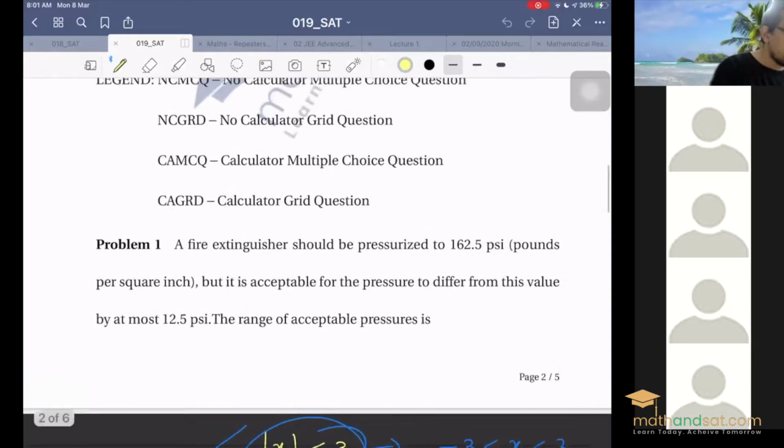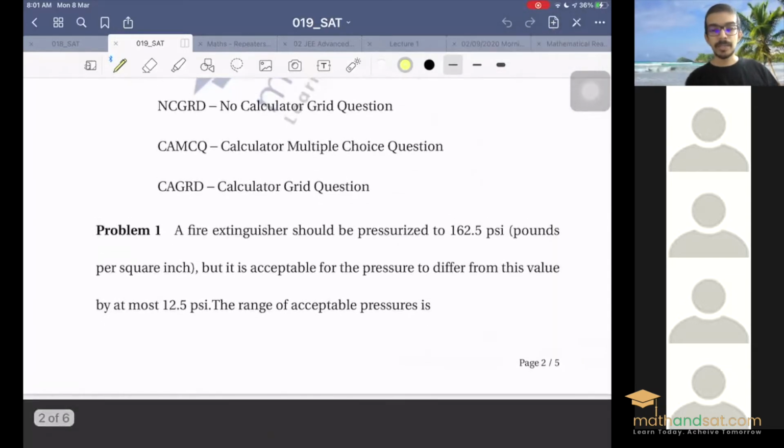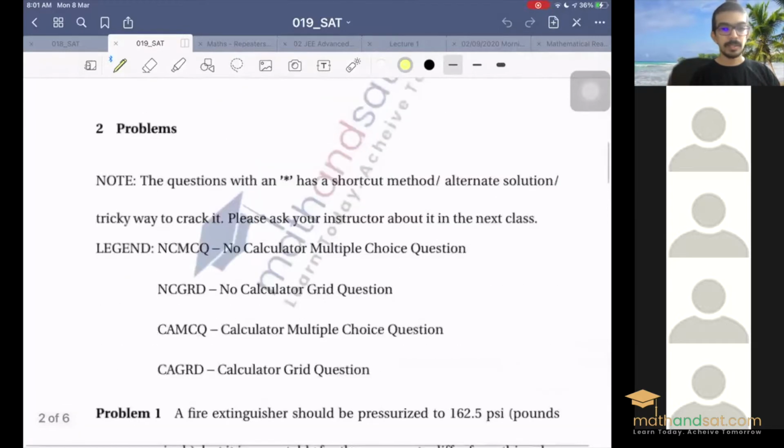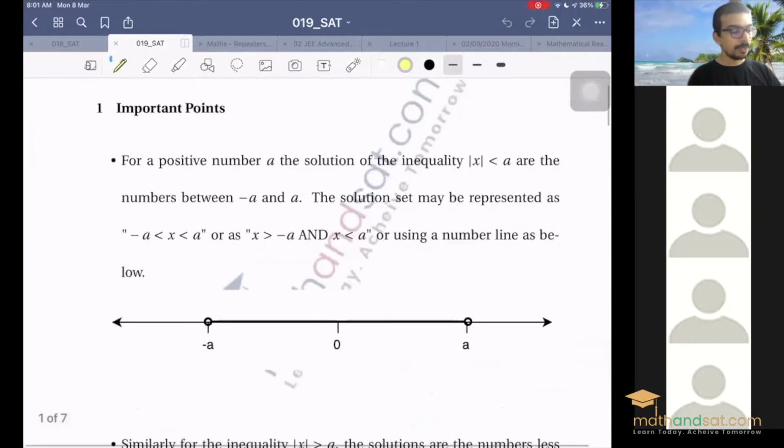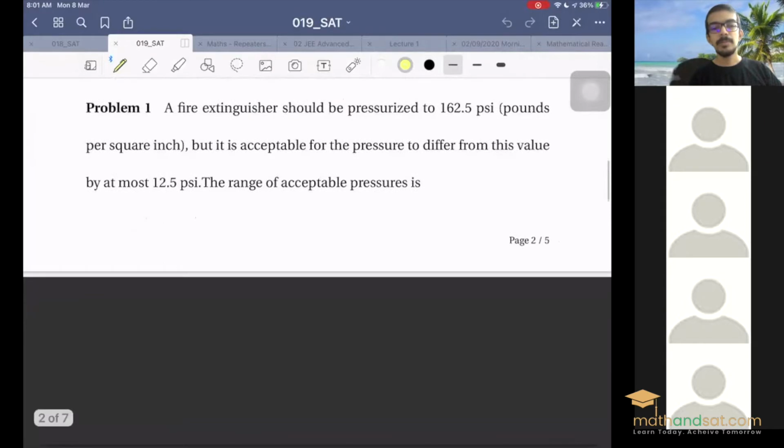So did you guys try these questions? How many were you able to solve? We are talking about problem sheet number 19. How many questions were you able to solve? Can you give me an idea? Most of them. Okay, cool.